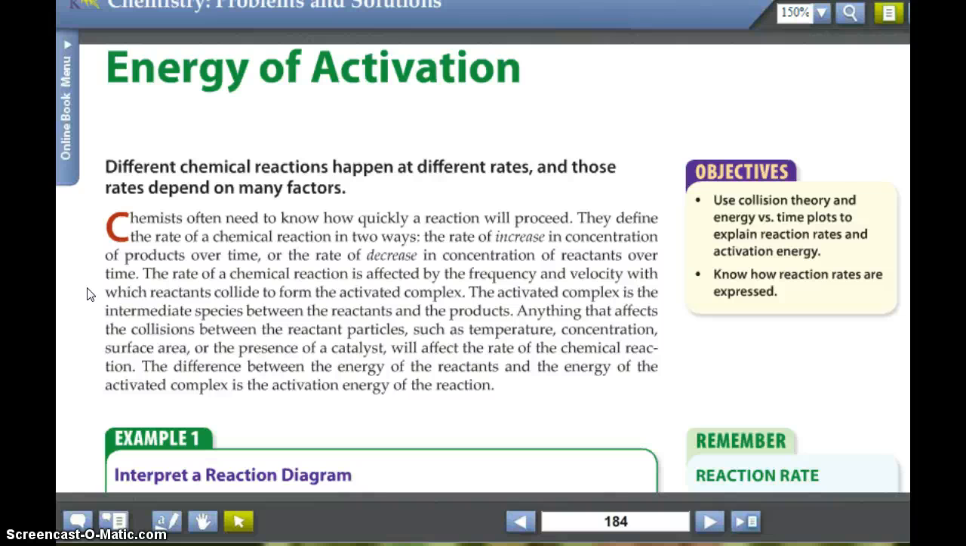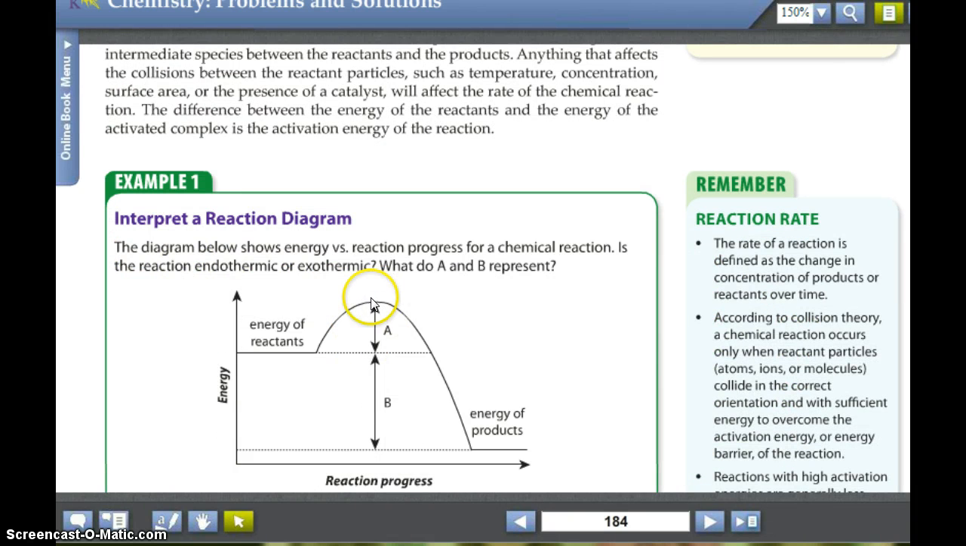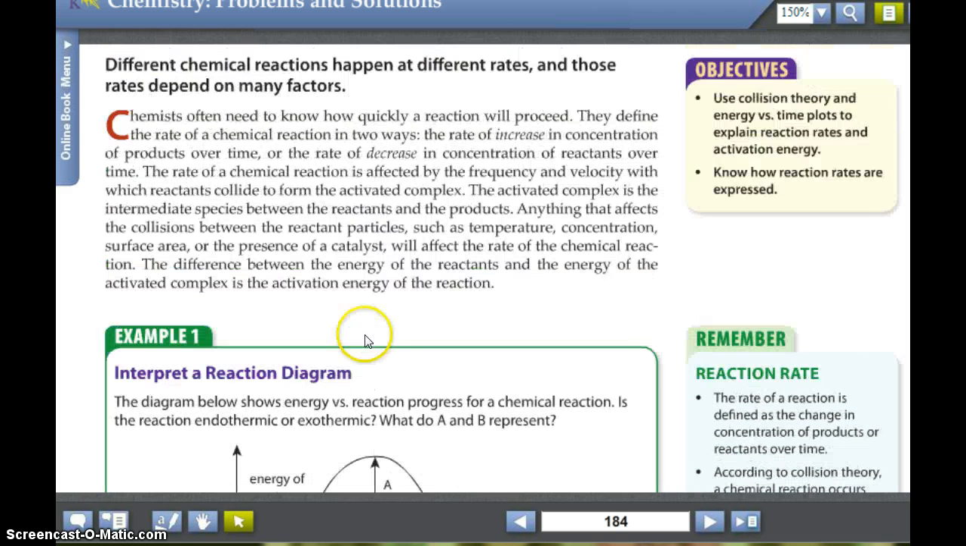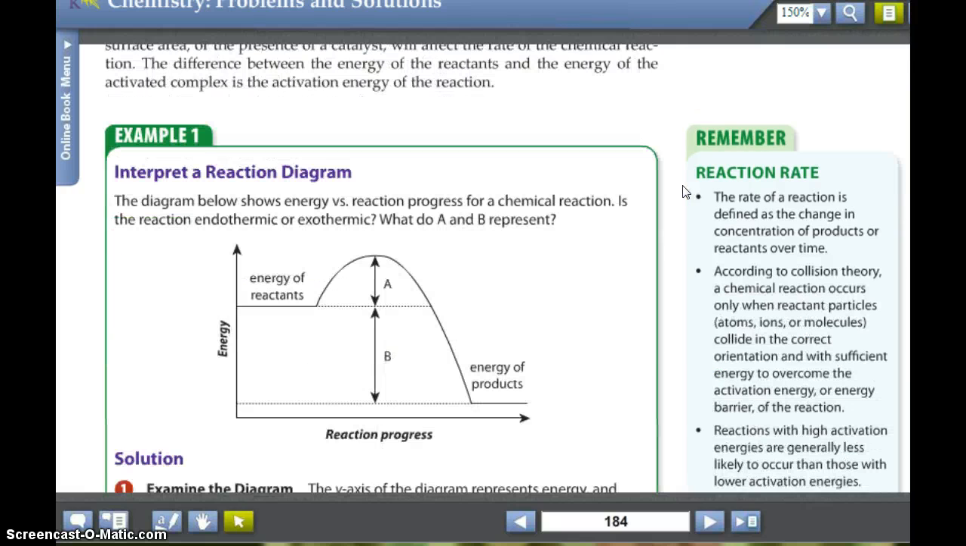The difference between the energy of the reactants and the energy of the activated complex is the activation energy of the reaction. So again, it takes energy for the reaction to occur. All right, objectives: use collision theory and energy versus time plots to explain reaction rates and activation energy. Know how reaction rates are expressed.